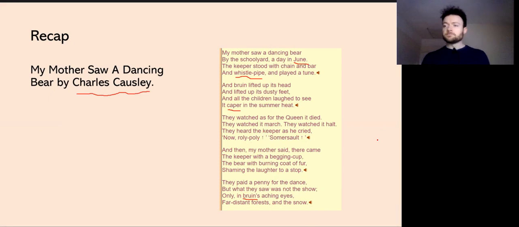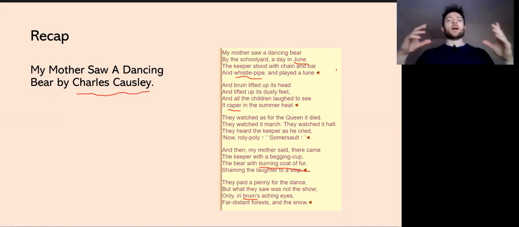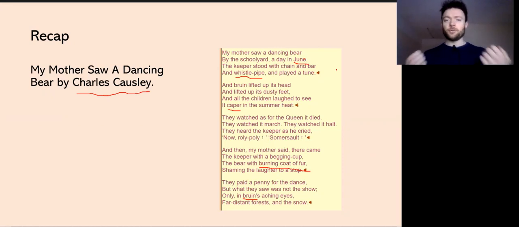Hopefully that makes sense. Now, question 6 required a bit more explanation, and it asked us to look at line 15 and say, why was the bear's coat of fur burning? So if you notice here, the bear with a burning coat of fur, shaming the laughter to the stop. So why do you think the coat was burning? Well, obviously, we know this is all happening in June, okay? So June, summer months, is naturally going to be hotter. And the bear's clearly being asked to perform, isn't it? If you look here, he's being asked to do somersaults, okay? So he or she's been asked to perform in this hot weather, okay?